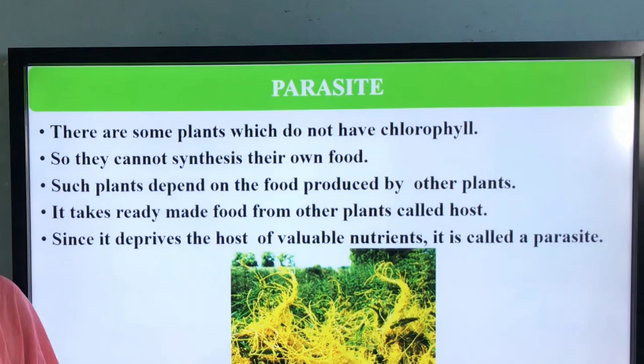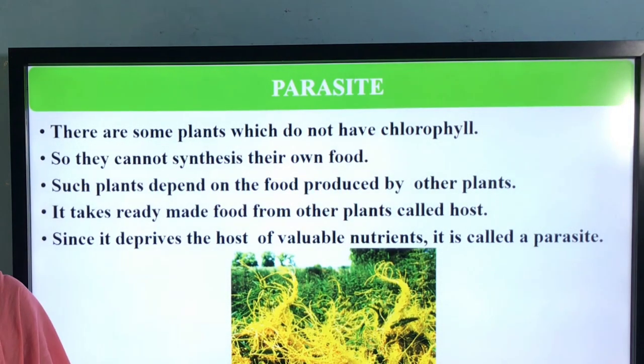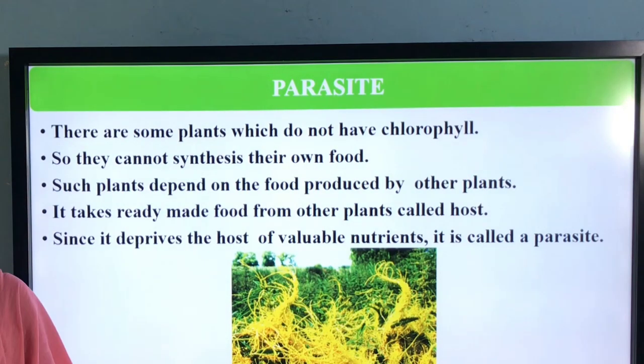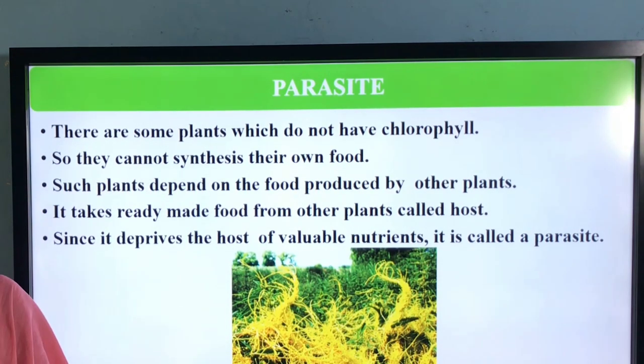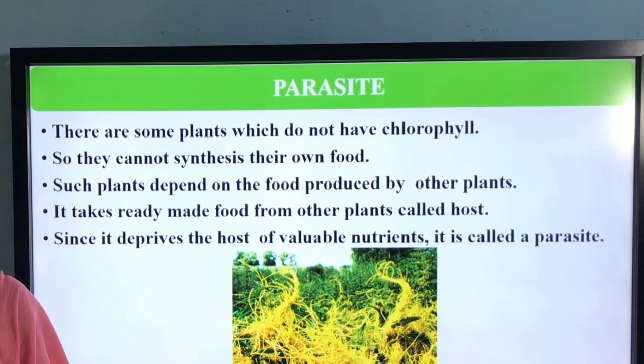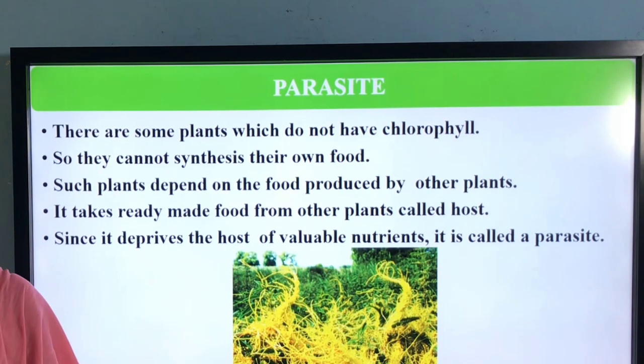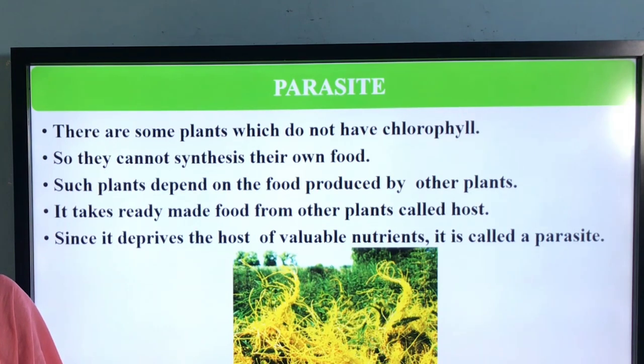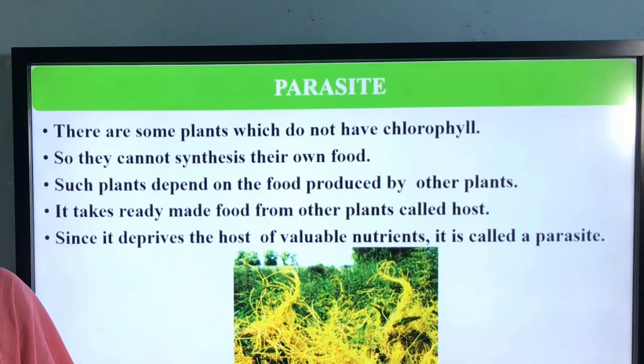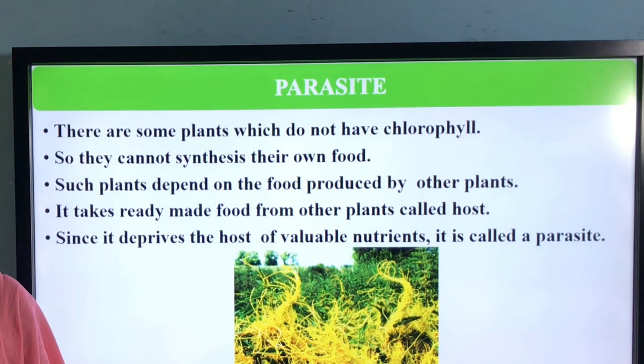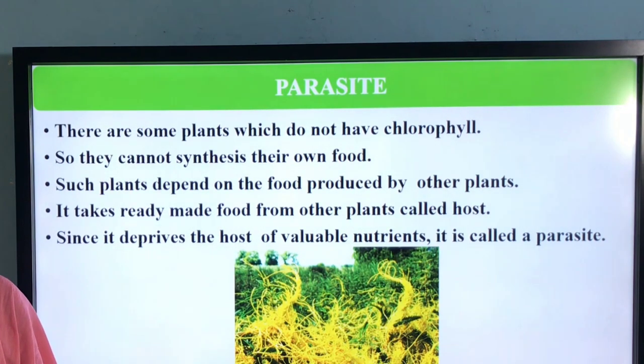The next type is parasite. Some plants do not have chlorophyll pigment in them. You all know the chlorophyll pigment is very essential for photosynthesis. So without chlorophyll, how will the plant get food? How does it derive the nutrients? Such plants climb upon other plants, known as host plants, and take the nutrients from them. So these plants are called parasitic plants.